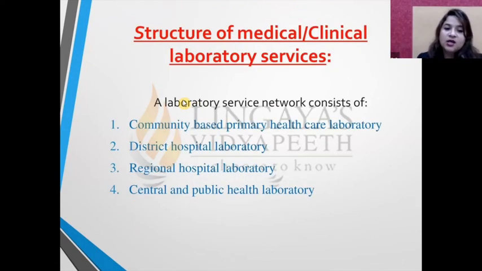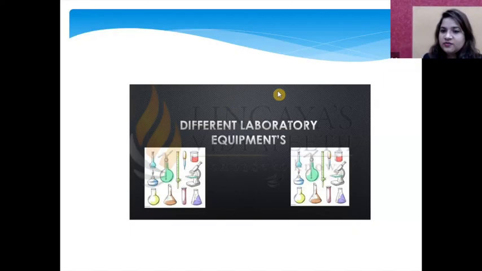All right. Now, the structure of medical or clinical laboratory services. A laboratory service network consists of, first of all, community-based primary healthcare laboratories. These can be either private or run with the aid of the government also. Next is the district hospital laboratory. The laboratories in the district hospitals are called district hospital laboratories. Then next is the regional hospital. The laboratories in those regional hospitals are the regional hospital laboratories. Then the central and public health laboratory is also there, which performs different tests. So this was about unit 1.